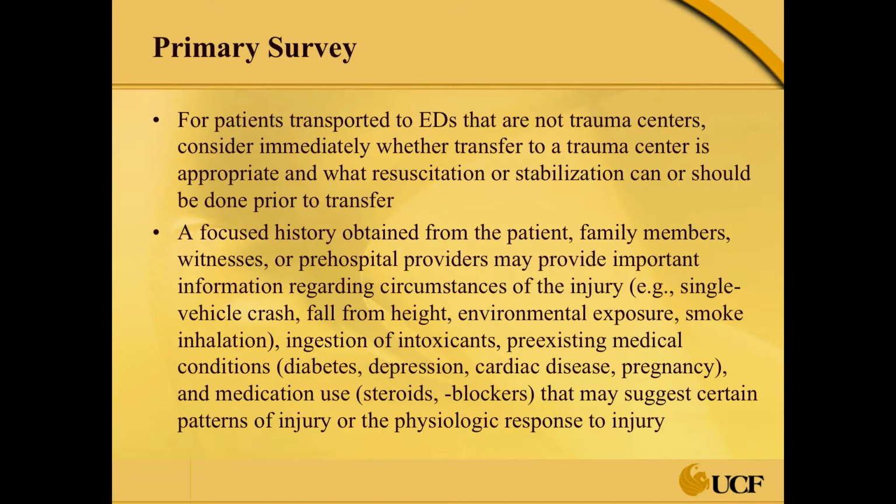What's the fall? Was it from what height? Do we know what height? Were there environmental exposures or smoke inhalation or the possibility of that? Ingestion of intoxicants, pre-existing medical conditions, things like diabetes, depression, which might put them at risk for suicide, for example, cardiac disease, for sudden cardiac death, or other problems that we know are associated risk factors with cardiac disease, for example, stroke, pregnancy, and then what about their medication use?